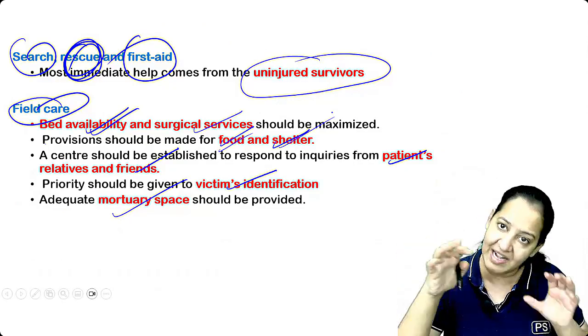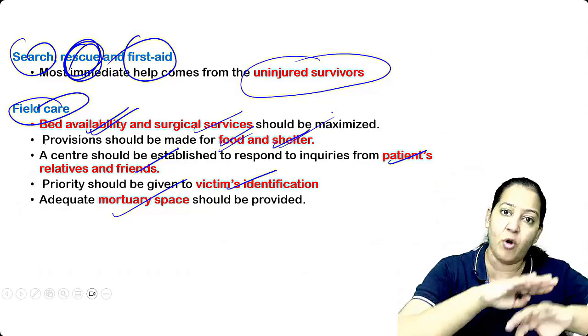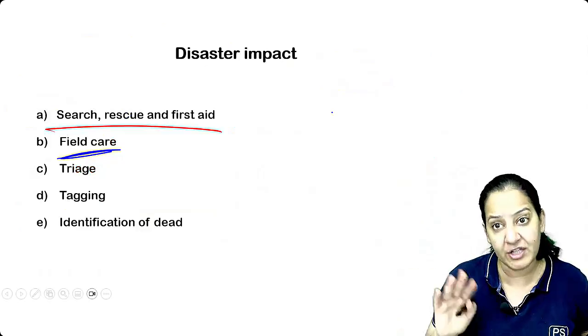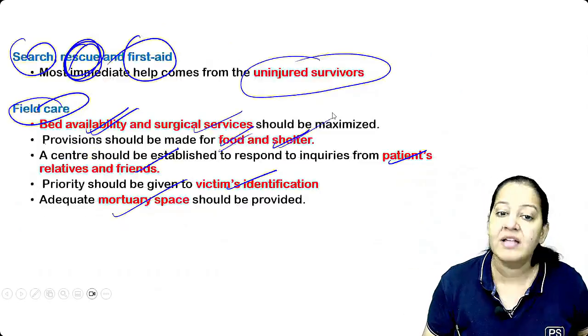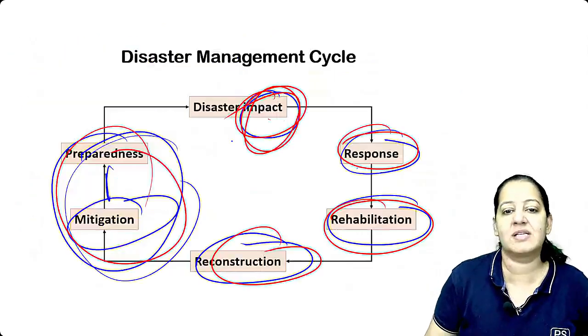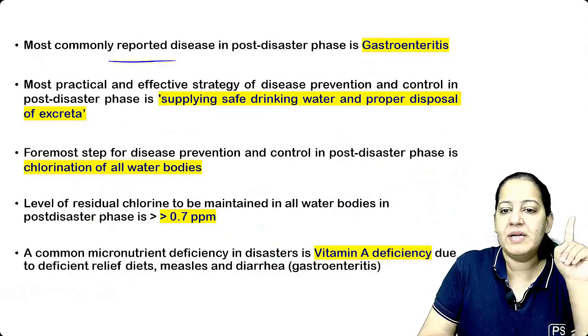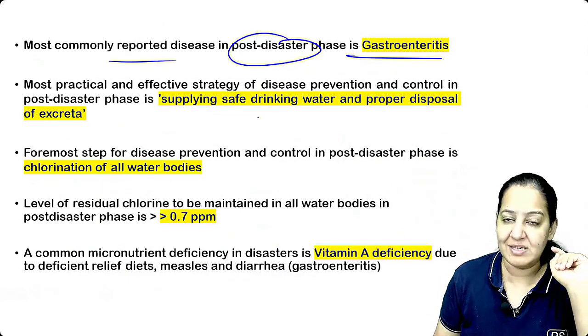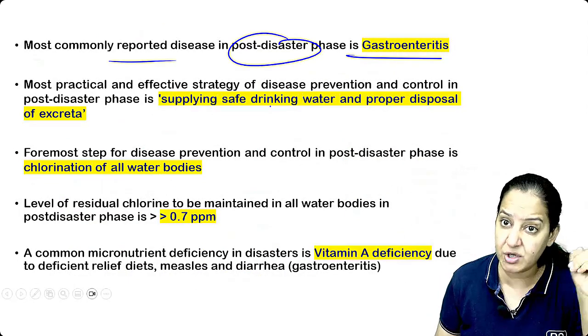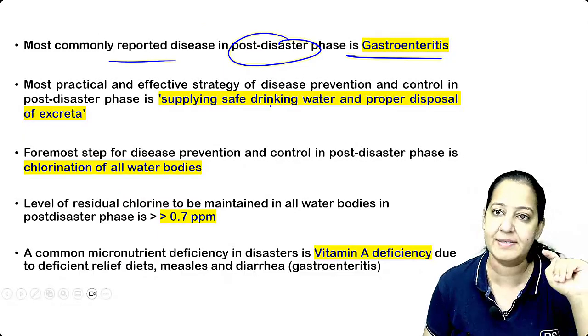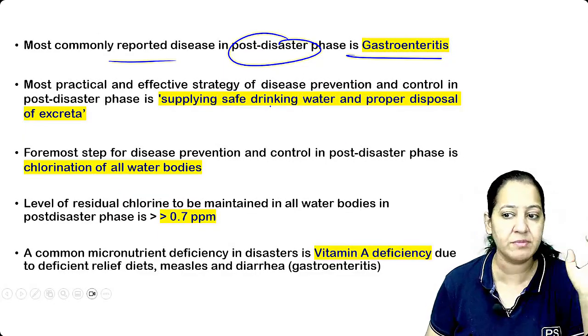If the dead bodies are left there only, they will contaminate the water, and all the people, injured and uninjured survivors, will have gastroenteritis. So see this line: the most common disease post-disaster is gastroenteritis. Gastroenteritis is due to contamination of the water by dead bodies. So that's why removal of the dead bodies from the field is very important.